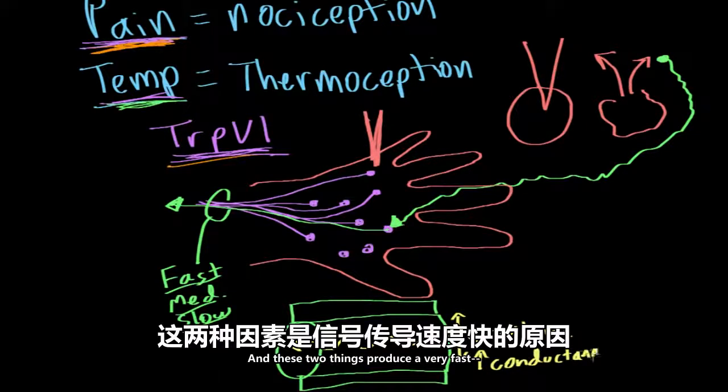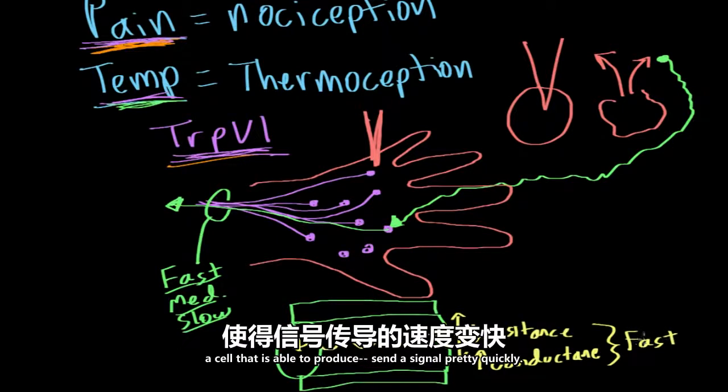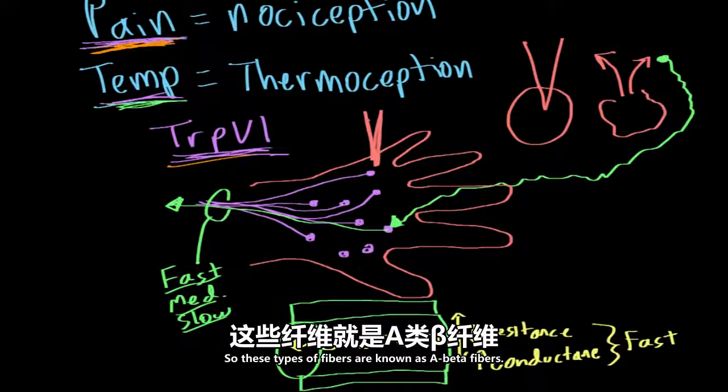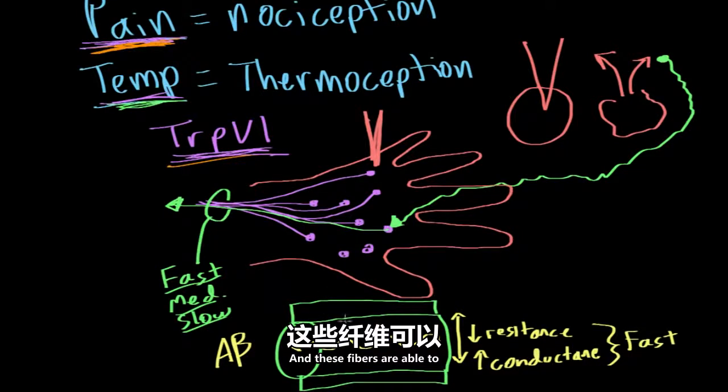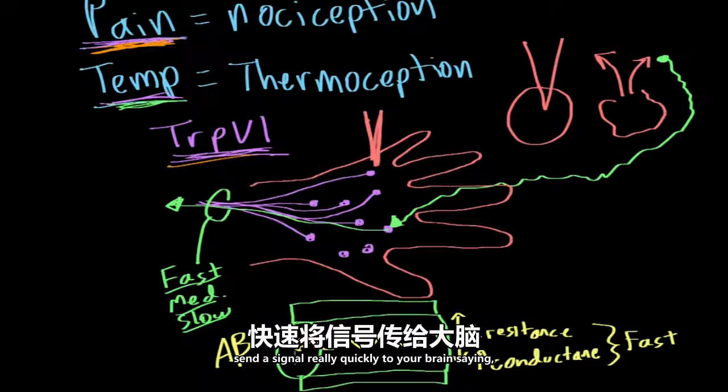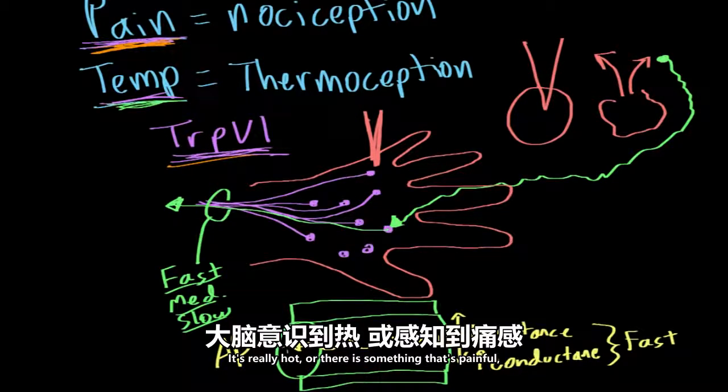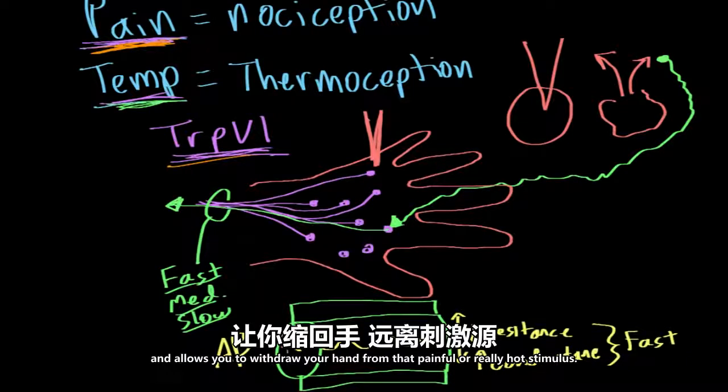And these two things produce a very fast cell that is able to send a signal pretty quickly. So these types of fibers are known as A beta fibers. And these fibers are able to send a signal really quickly to your brain saying, hey, there's some sort of change in temperature, it's really hot, or there's something that's painful, and allows you to withdraw your hand from that painful or really hot stimulus.